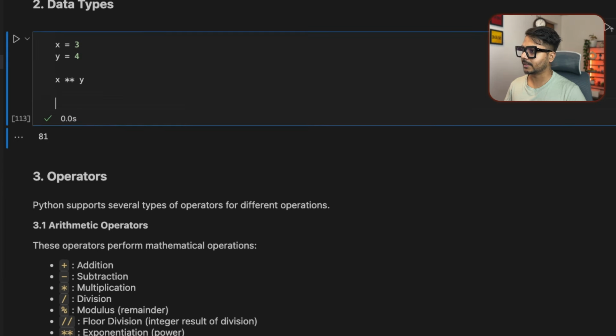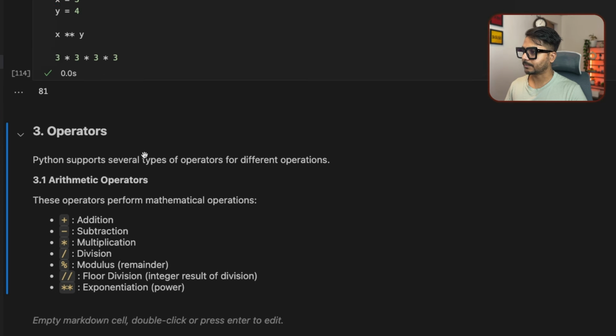Let's see how it is happening. So you can simply go ahead and say 3 to the power 4. That means 3, 4 times. So 3 into 3 into 3 into 3. Okay, so this is what it is doing, right? So this is the exponential, that means x to the power y. Okay, so this is how it is working. Now these are some operators that we can use in Python. These are very useful operators.